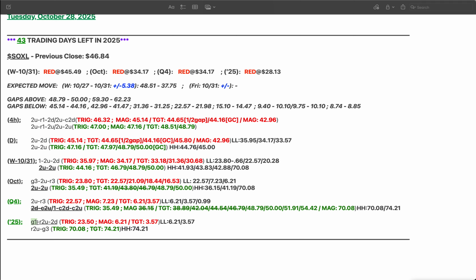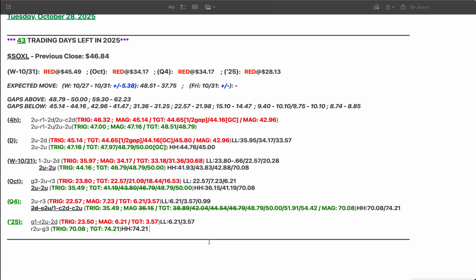And again on the year, we did trigger the 1 2 up 2 down at 23.50, but it didn't quite reach its magnitude of 621. We only reached that 723 and reversed on back up to give us a very solid green hammer candle at this point, turning into more of just a solid green candle than a hammer at this point, and giving us a higher low.